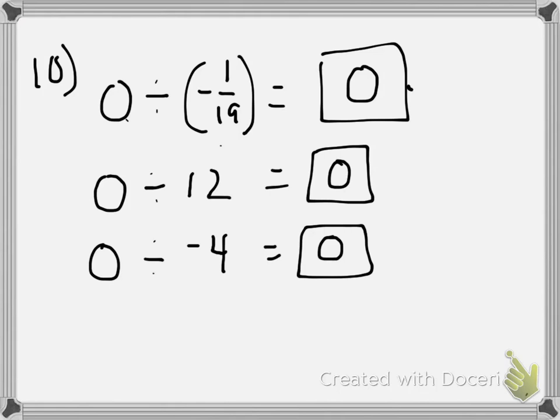Now, when you have, for instance, 12 divided by 0, that's considered to be undefined. It has no answer. Because if you have $12, you can't put them into 0 groups. They have to be in at least one group. But if you're starting with 0, it does not make a difference what you're dividing by. You're going to end up with 0 as an answer.